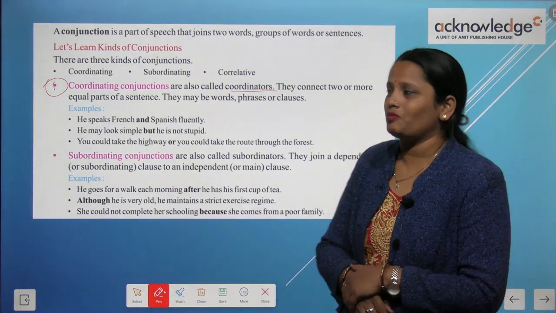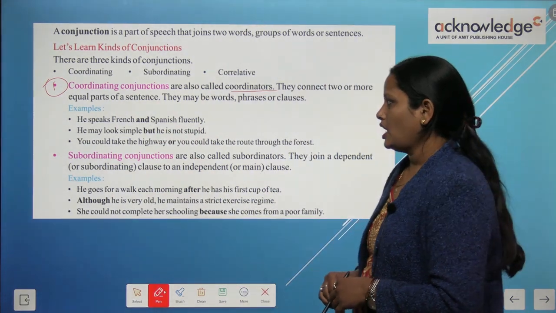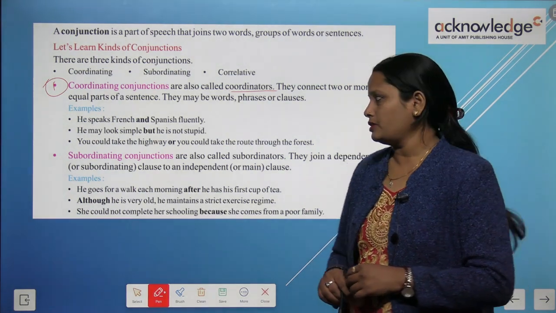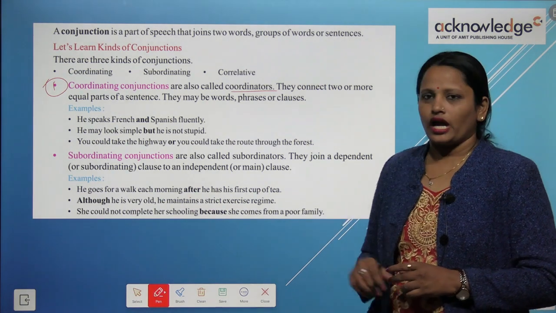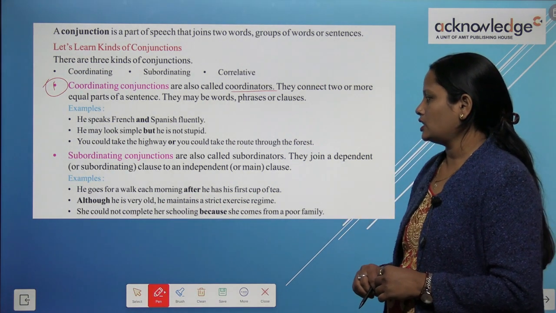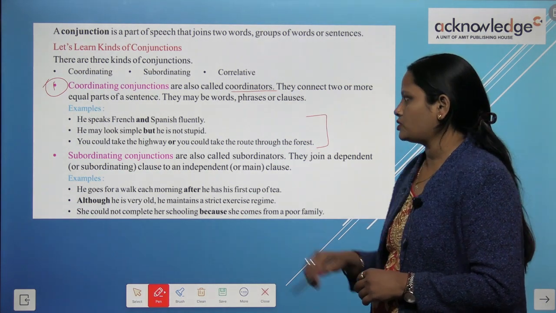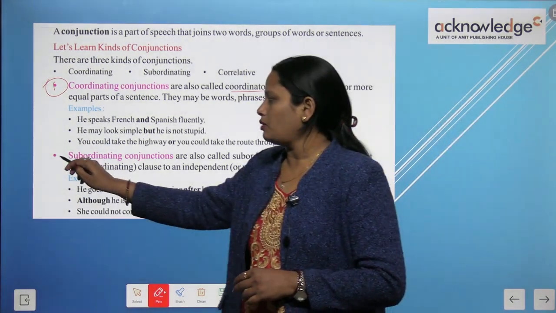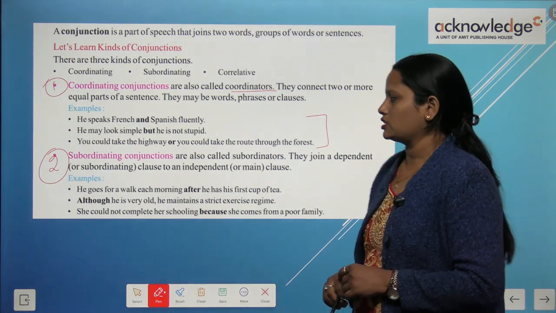Here the examples are: He speaks French and Spanish fluently. He may look simple, but he is not stupid. You could take the highway or you could take the route through the forest. So these are a few types of coordinating conjunctions. Now let's learn about the second type, the subordinating conjunctions.